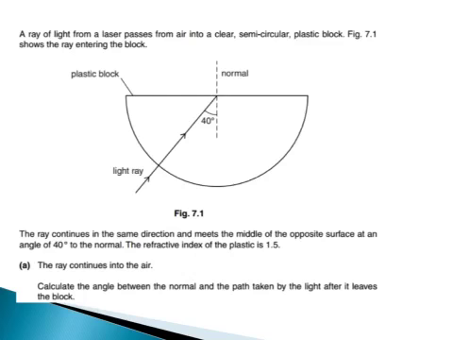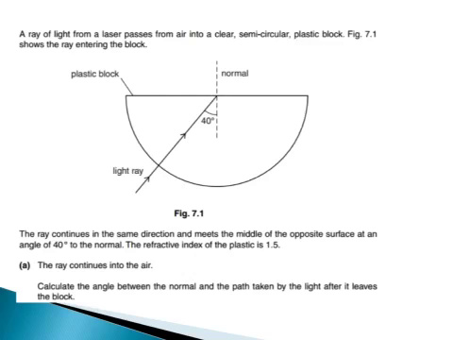It tells us the incident angle is 40 degrees, and notice this is relative to the normal line. That's always the correct angle to choose, the angle between the normal line and the path that the ray takes. And also the refractive index is given as 1.5 for this particular plastic. We're told in question 8 the ray continues into the air, exiting over here, and we're asked to calculate the angle between the normal and the path taken by the ray as it leaves the block.